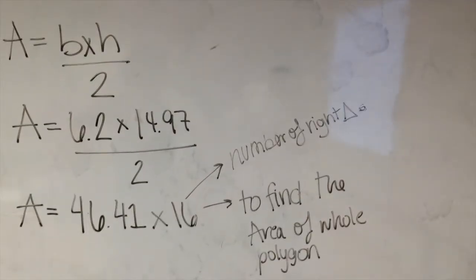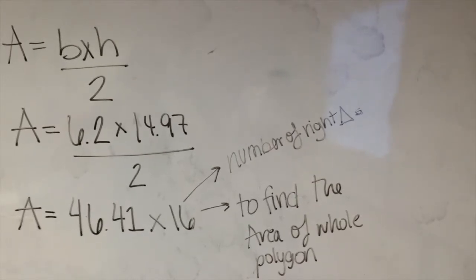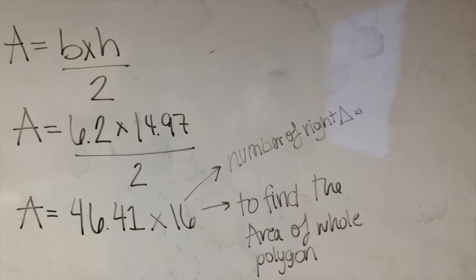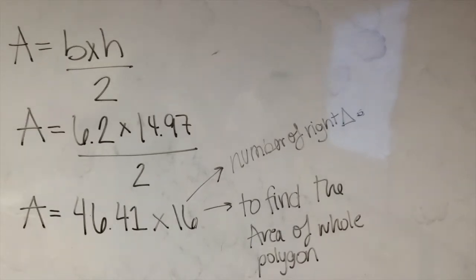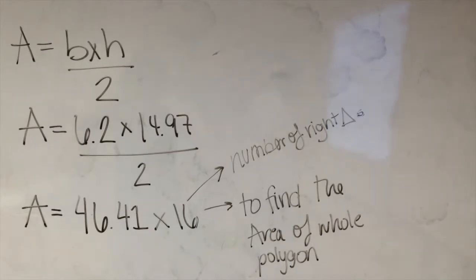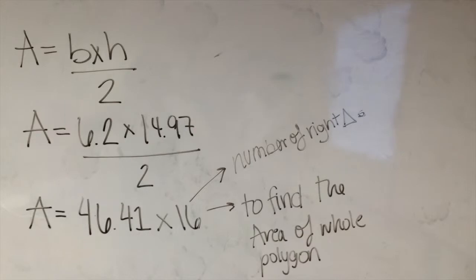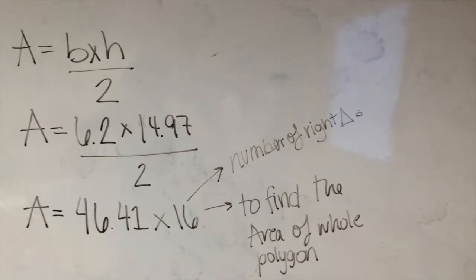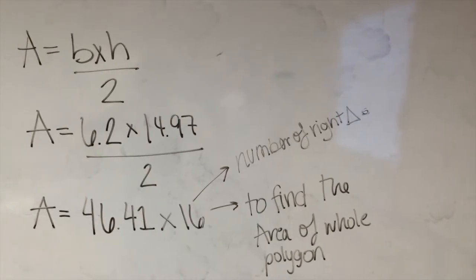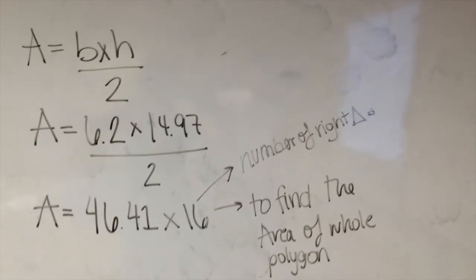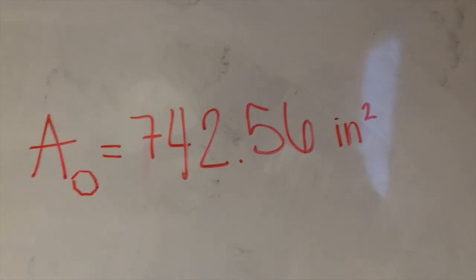So here we have how you get the area of the whole shape. So you have area equals base times height divided by 2 to get the area of the triangle. Then you have area equals 6.2 times 14.97 divided by 2. Then you have 46.41 times 16. That's the number of right triangles, and to find the area of the whole polygon, that's what you do. The area of the polygon is 742.56.